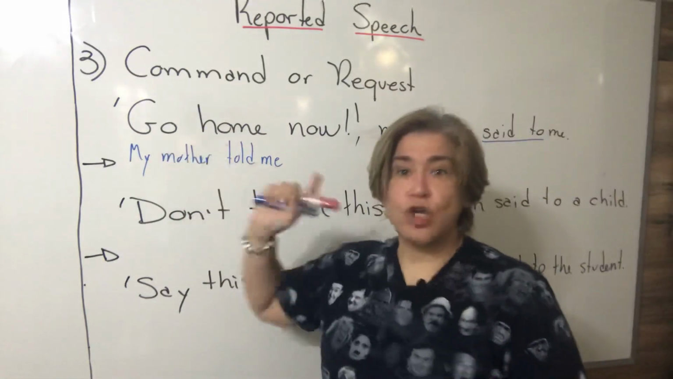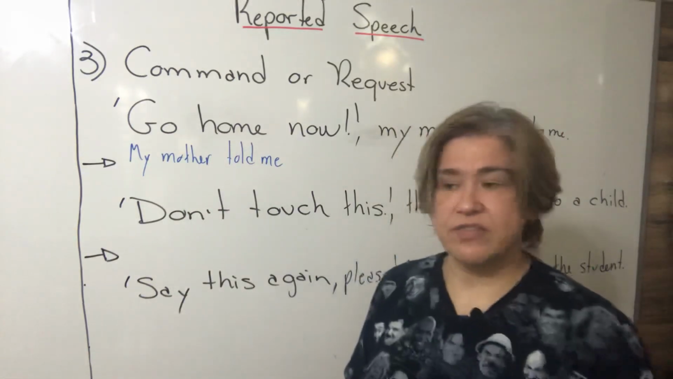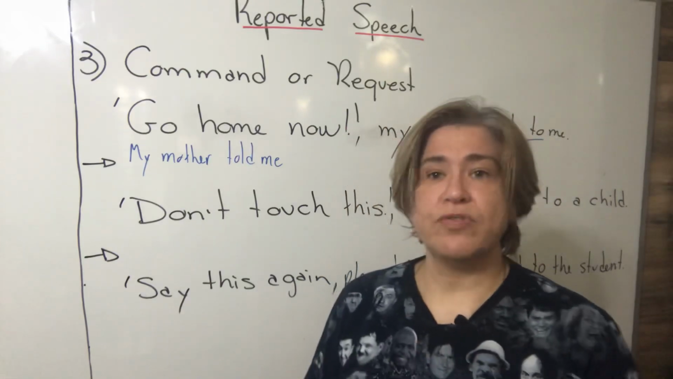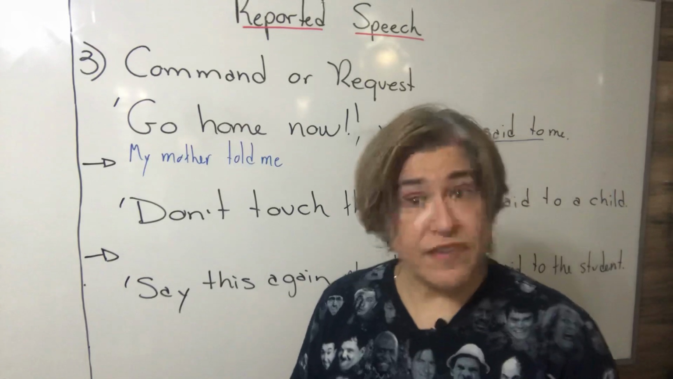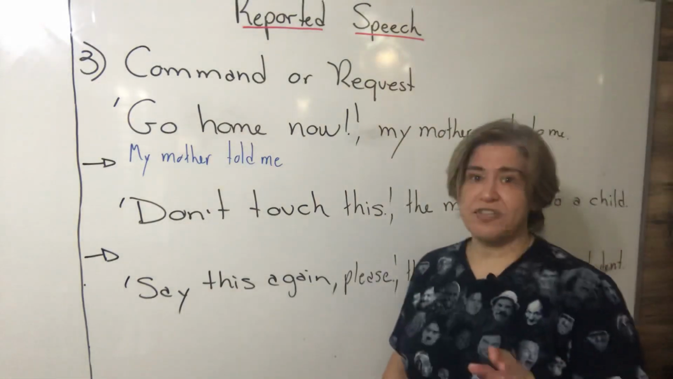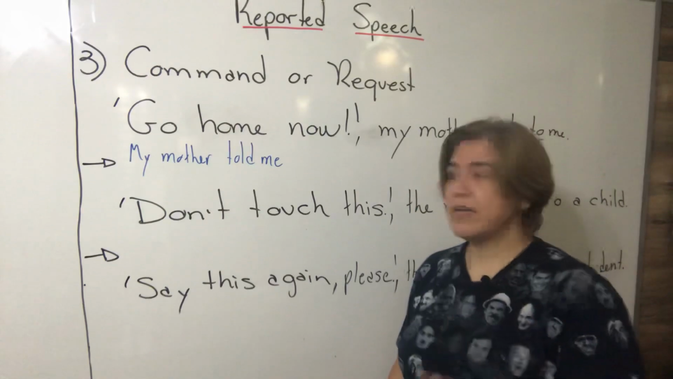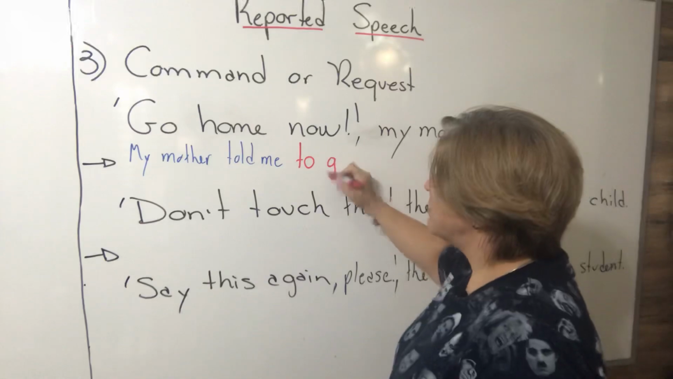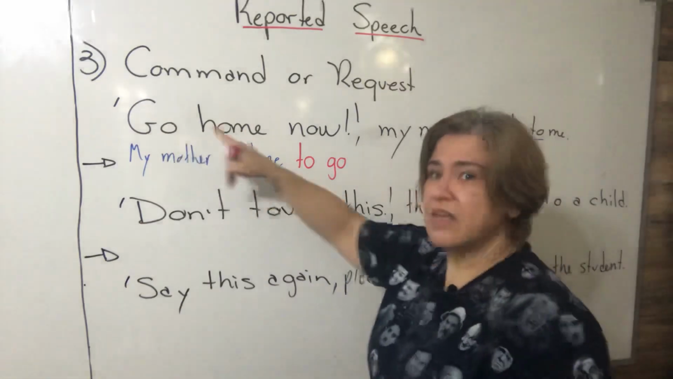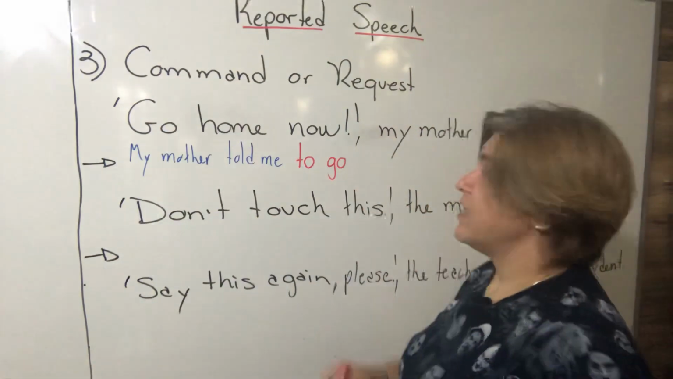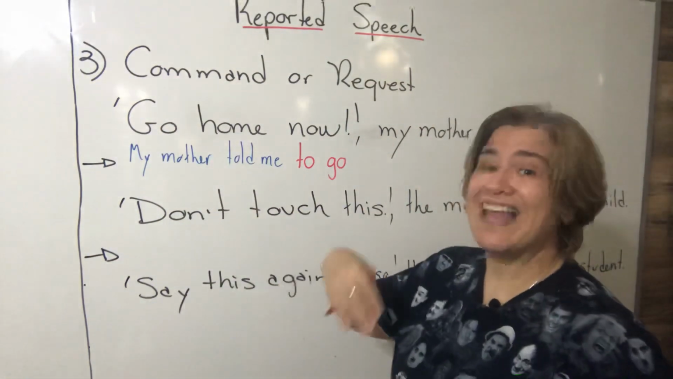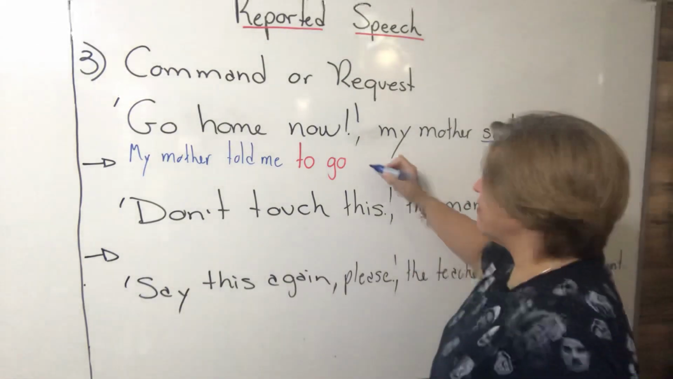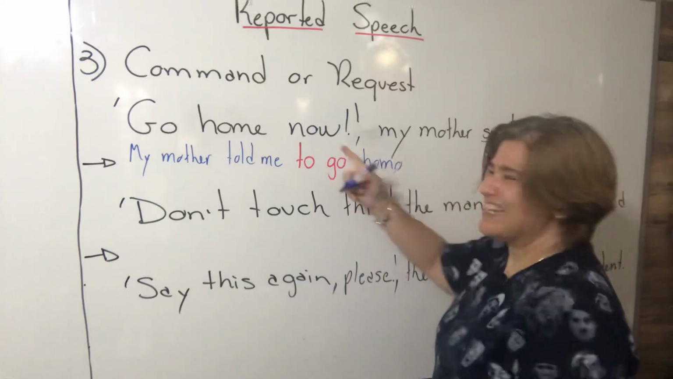When we have a command, go, stay, and so on, we don't put in past. We return the verb to the basic form. The infinitive of verbs in English is quite easy. You just need to say to, right? So my mother told me to go, see? So the command goes to infinitive. Remember, you are reporting, telling what happened. My mother told me to go home now.